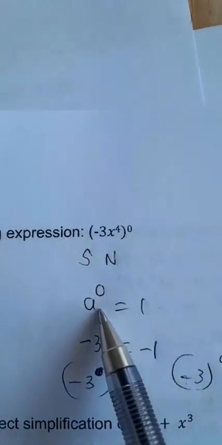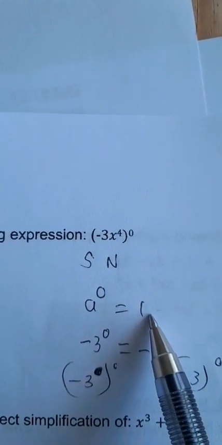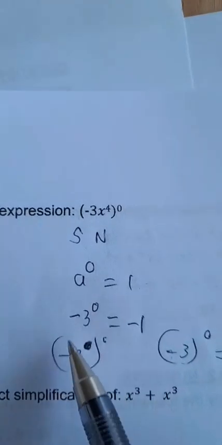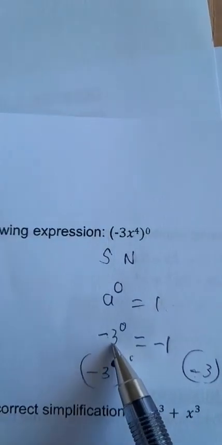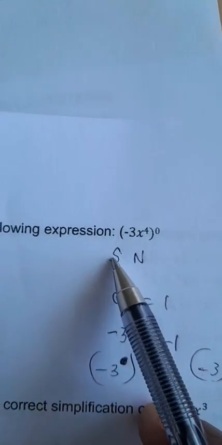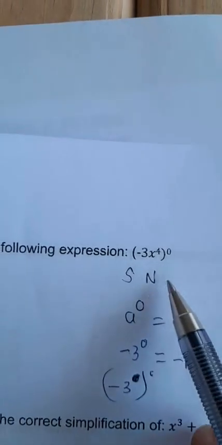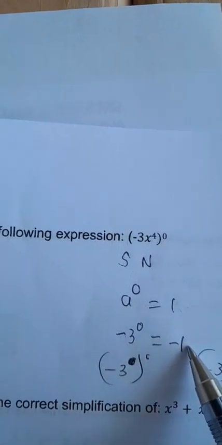We know that there's this law that says anything raised to the power 0 is 1, right? That's a law of exponents. It's a definition in one of the laws of the exponents. Then here, minus 3 to the power 0. This to the power 0 is raised to the numerical value, not to the sign. So the sign still stays the same, but the 3, which is the numerical value, becomes 1. So that's why the answer is minus 1 here.